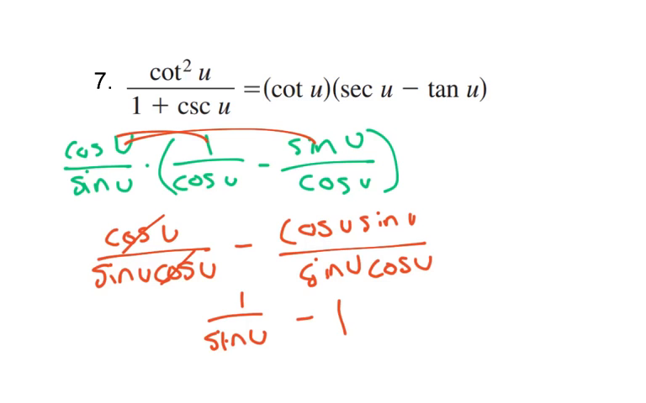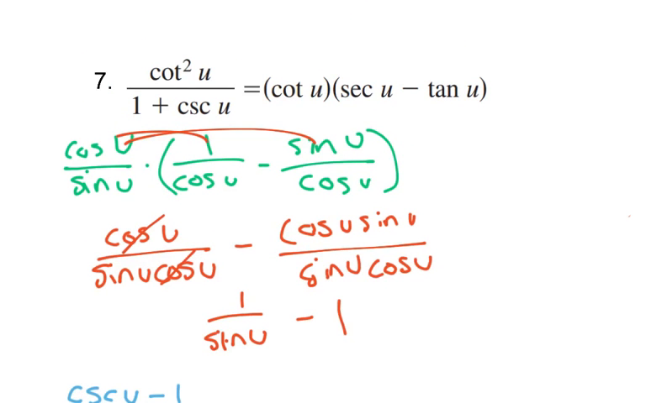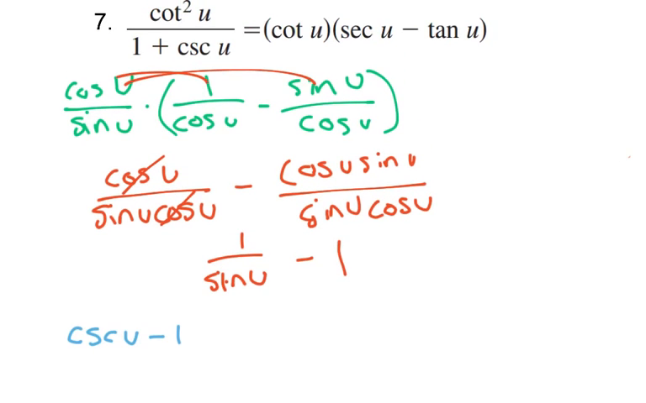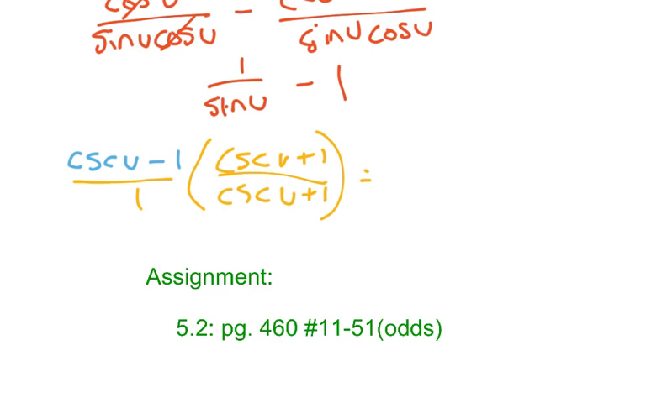Alright, let's see. That ends up being cosecant u minus 1. Which is pretty close to what we're trying to get up there. But in order to get there, I do need a 1 plus cosecant on the bottom. So I'm going to multiply the top and bottom by a form of 1. So cosecant u plus 1 and cosecant u plus 1.